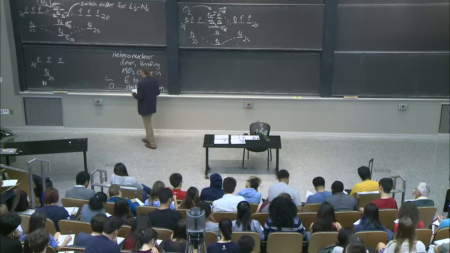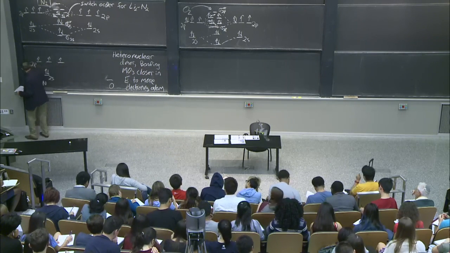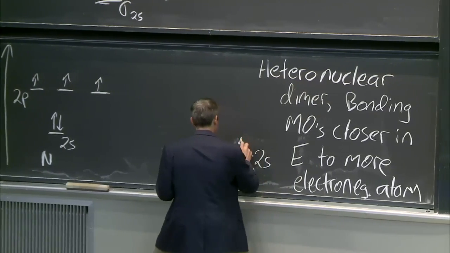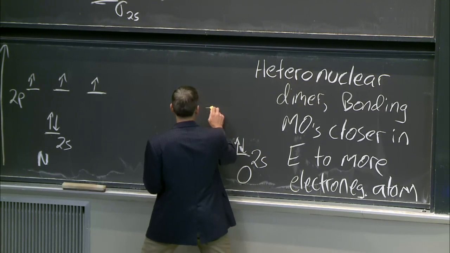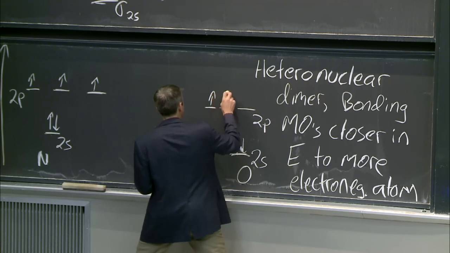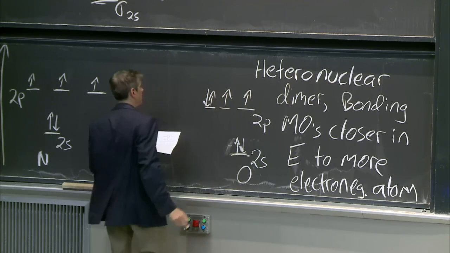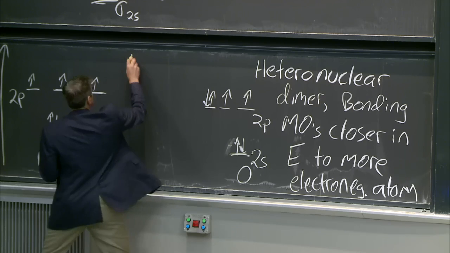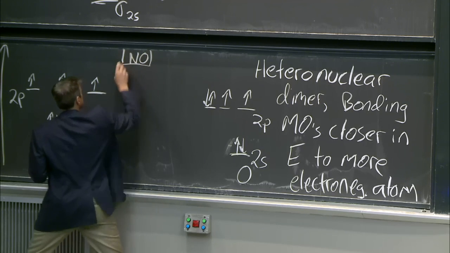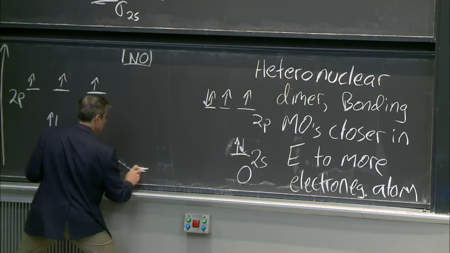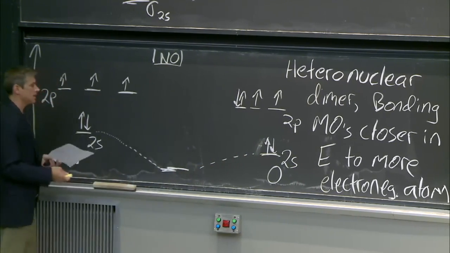Remember, this axis is energy. And so if this is 2s for oxygen, and then the 2p's are going to be sort of like here, okay? And we'll fill them up thinking about Hund's rule. Well, now what we're going to have is that the MOs for the NO molecule are going to come further down from that side than they come from that side. You see that? There's an asymmetry.